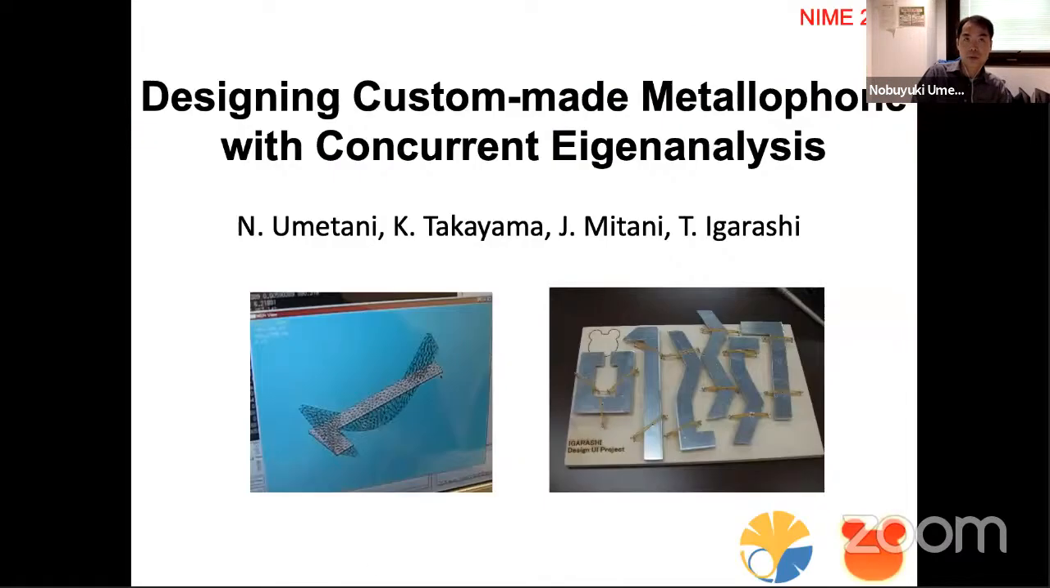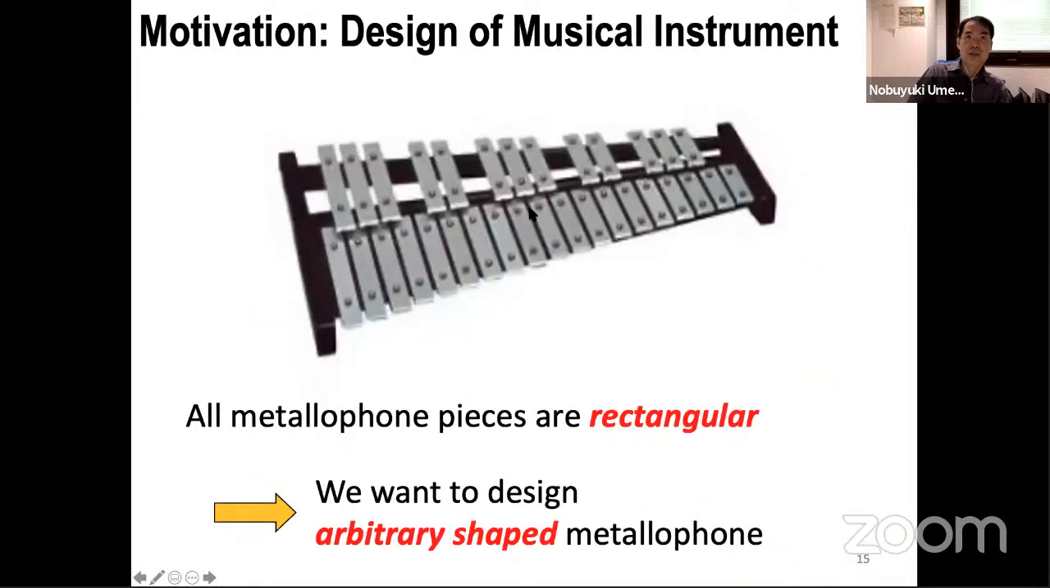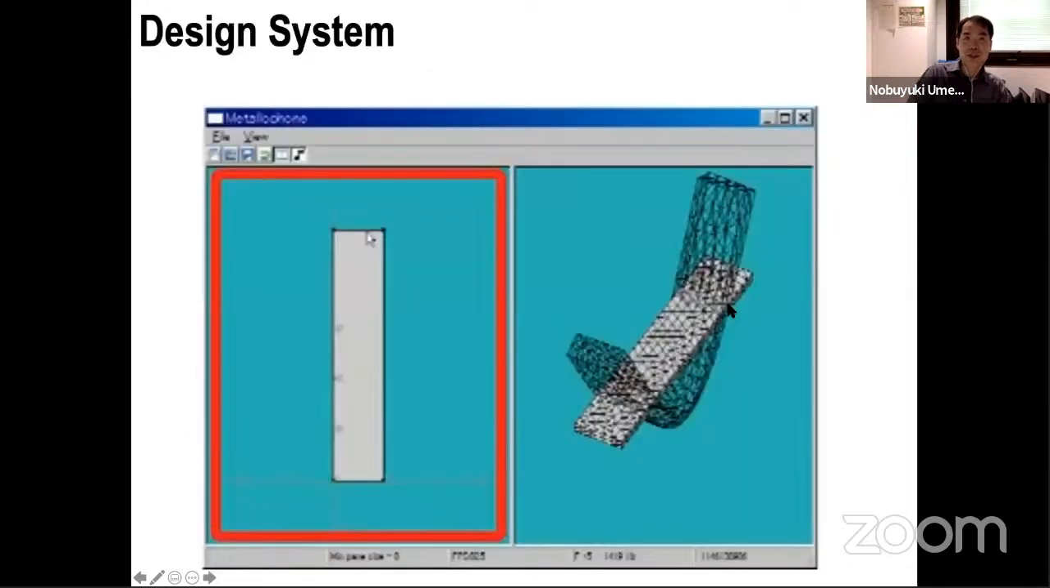Okay, the next example is a computational musical instrument design, which is a metallophone. A metallophone is usually rectangular, and this is super boring, and originality is not there. So we want to design an arbitrarily shaped metallophone.